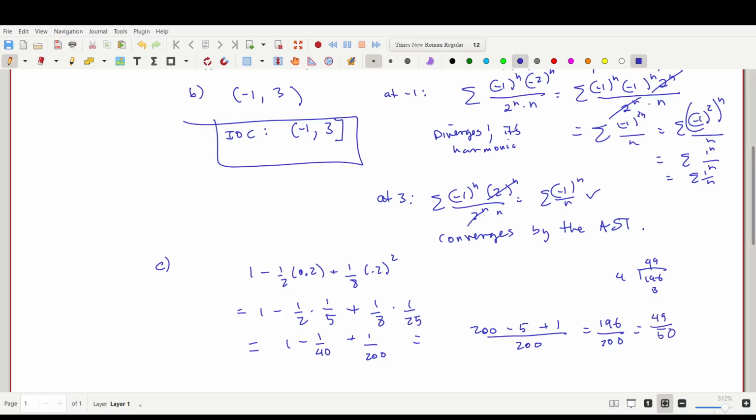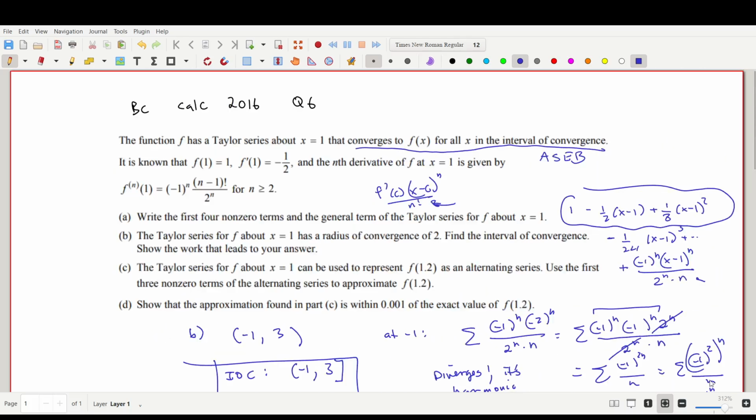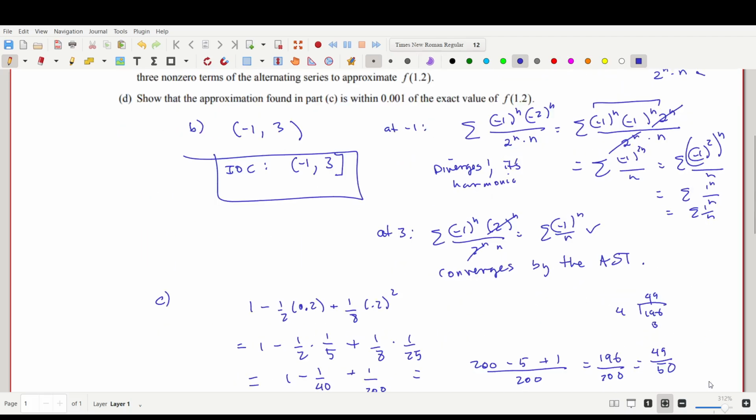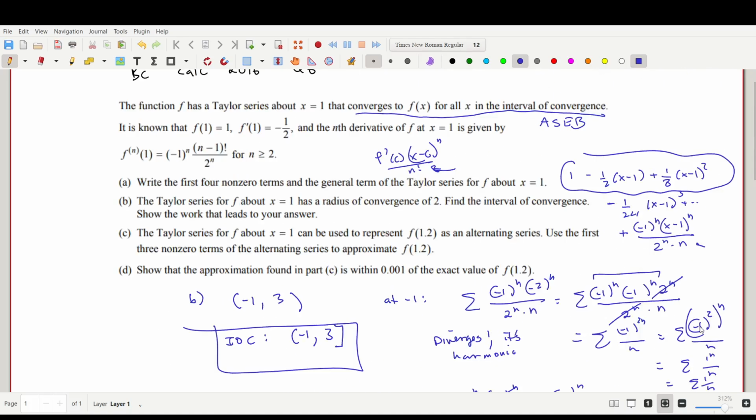Not that it has to be wrong, but just from memory, I don't think that's right. Let me just double check my work. 0.2 squared is a 25th. I guess I'm locking it in. We'll see how wrong I am.